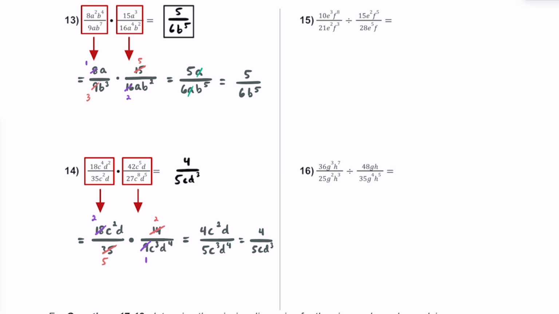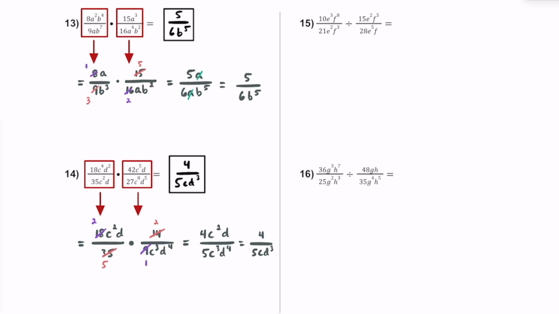All right, for number 15, it looks like we are going to be dividing some of these expressions together, so make sure we do turn these into multiplication problems as well. All right, first let's just go ahead and simplify these expressions though. 10 and 21 don't look like they have anything in common, so I'm not going to do anything with those. I think I'm just going to keep the 10 on top and the 21 on bottom.